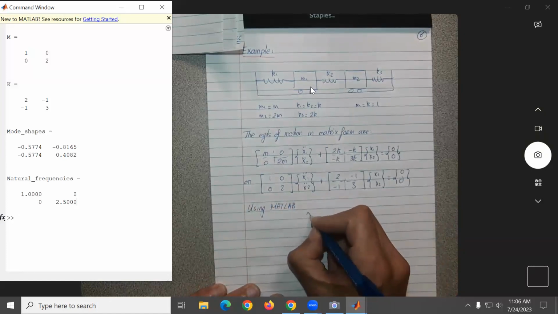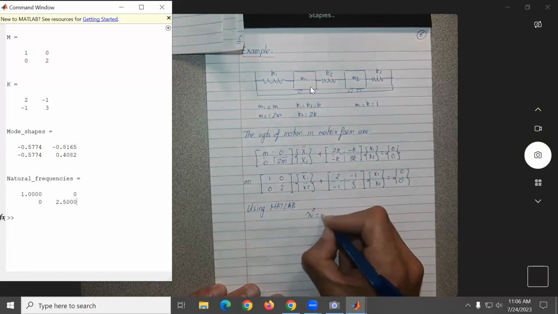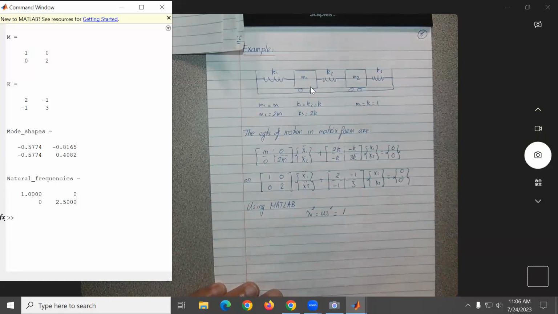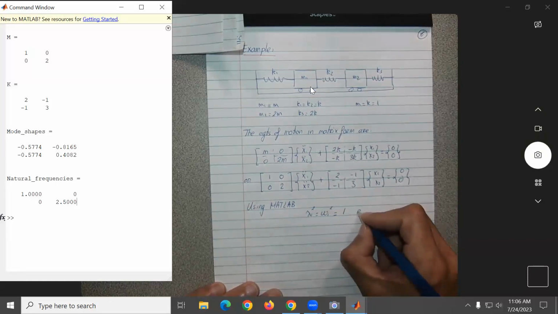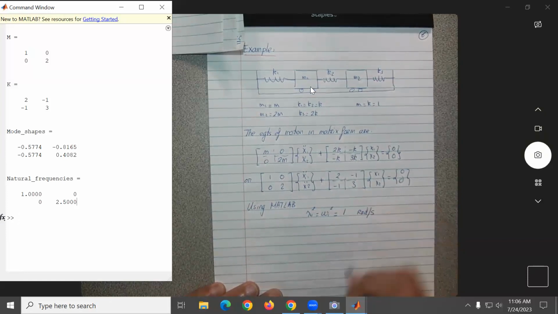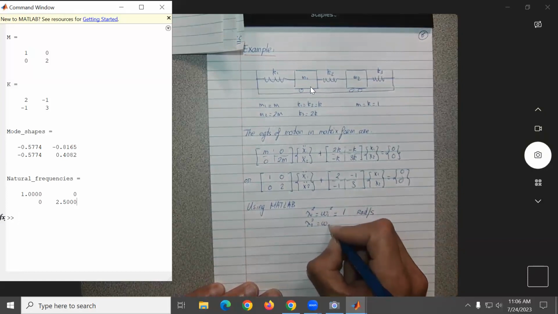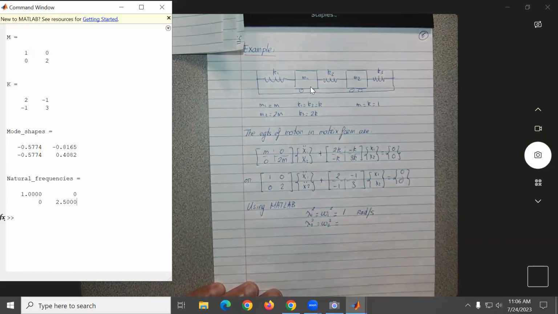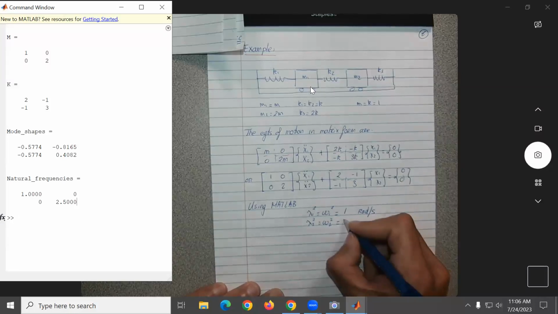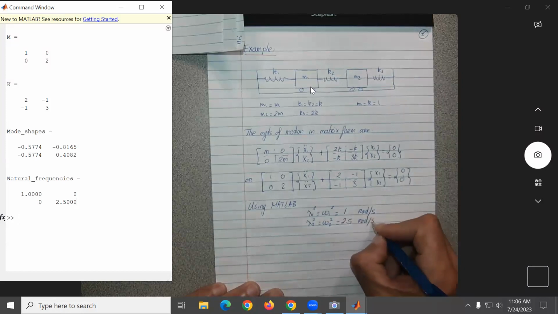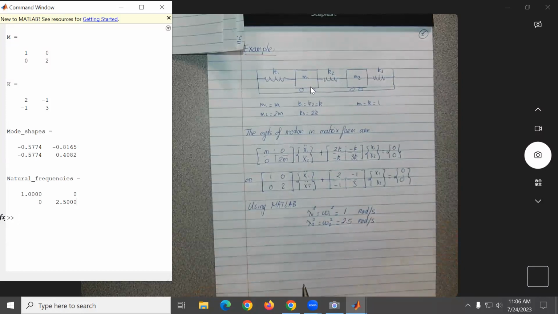What do we find? We found that lambda 1 squared equal to omega 1 squared, which is the natural frequency, the first one, is equal to 1. And remember, the units for this should be radians per second. And we find that lambda 2 squared equal to omega 2 squared is equal to 2.5, yeah, 2.5 radians per second.